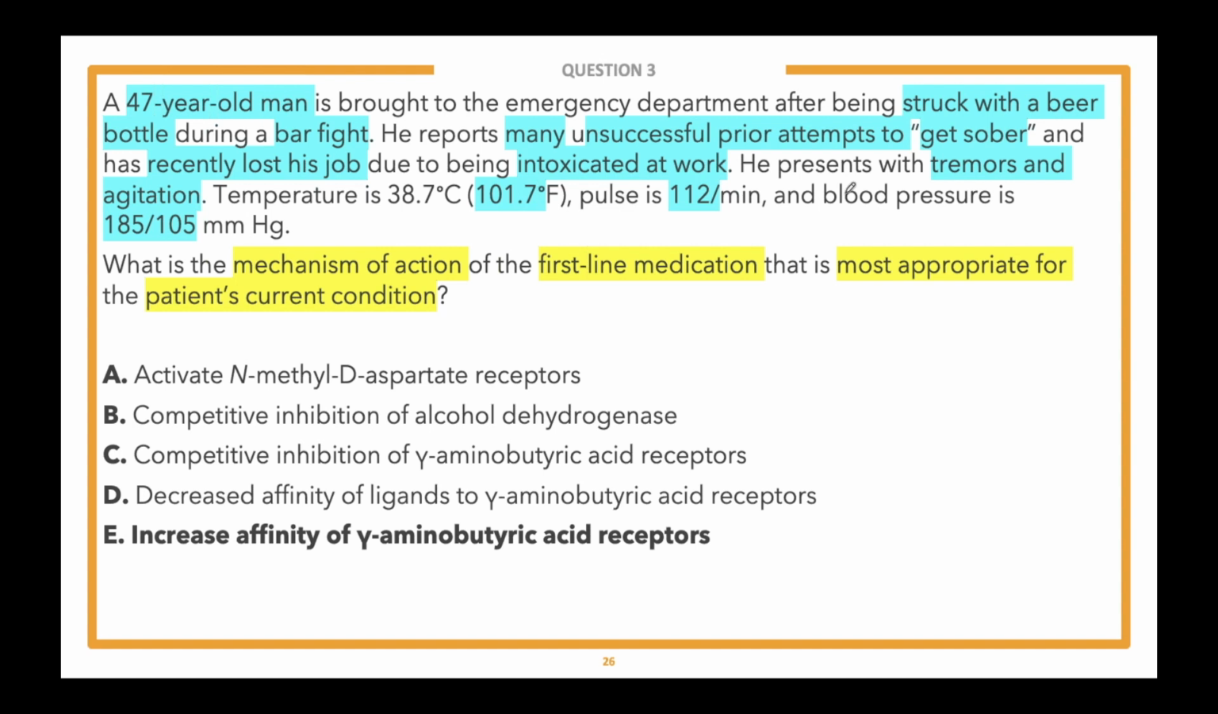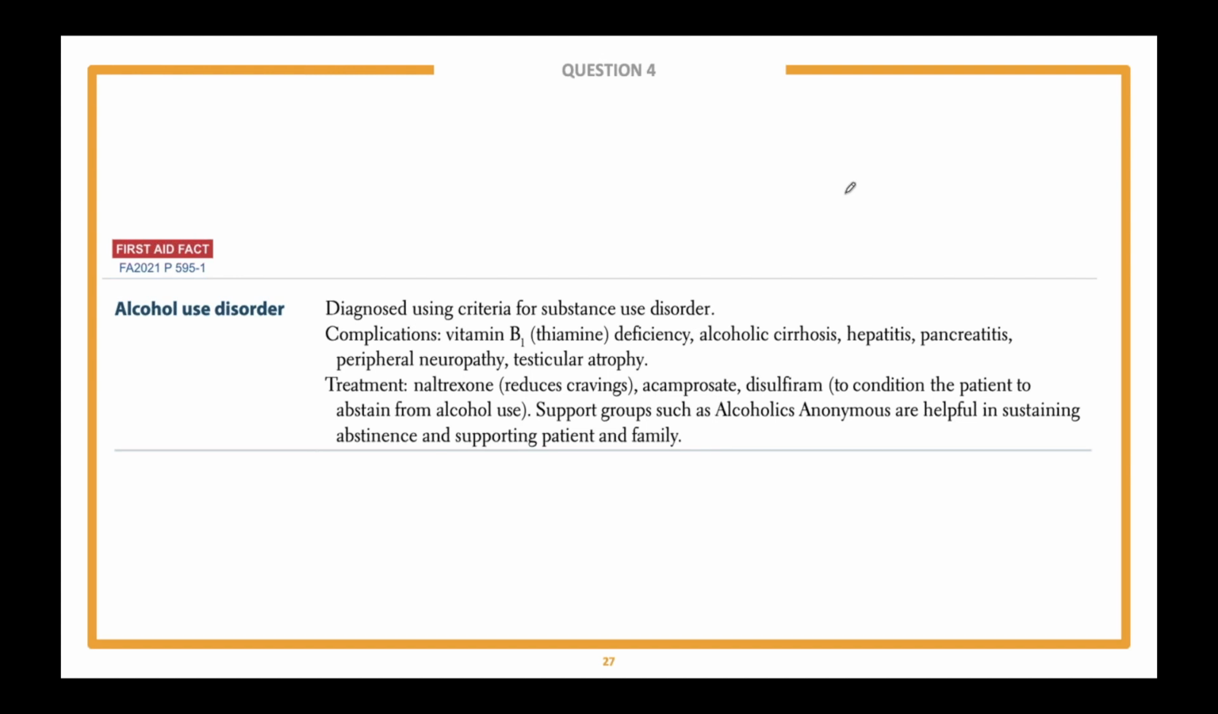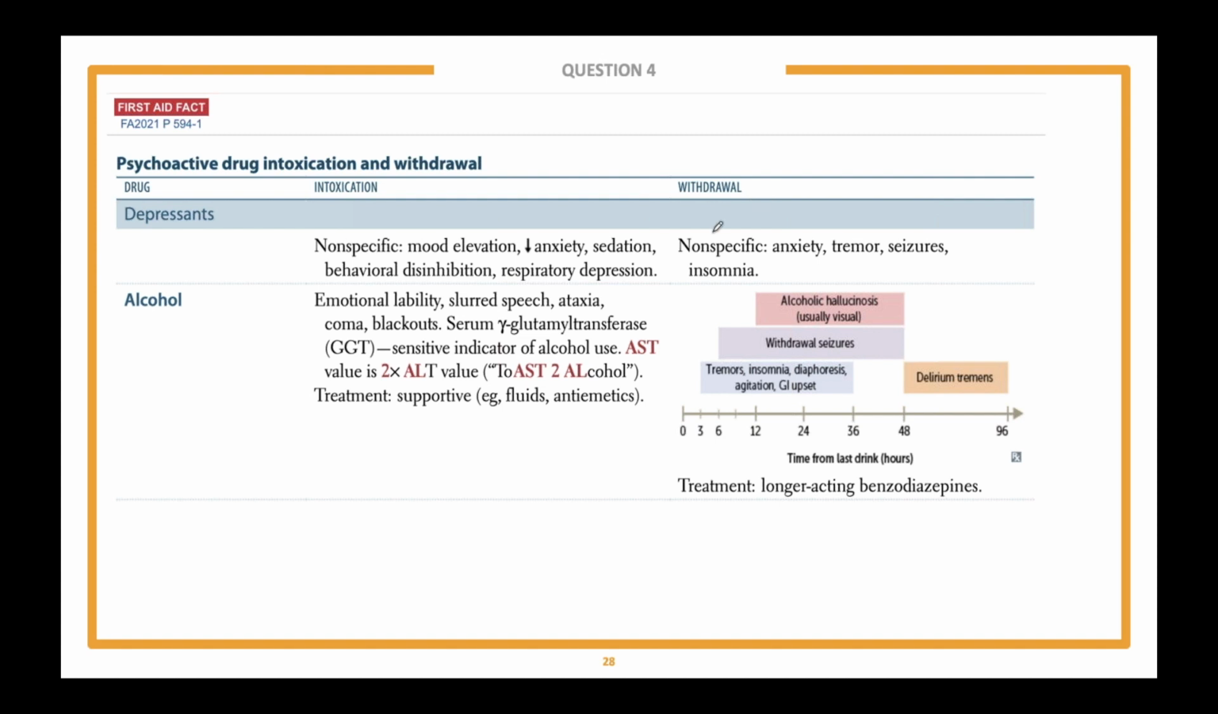Let's take a quick look at the next slide, and on that slide, you can see that this is alcohol use disorder. So it's diagnosed using the criteria for substance use disorder, okay? And there are also some more longer-term treatments as well that you can use down the road. But acutely, you do want to talk about controlling those psychomotor agitations and autonomic signs and symptoms as well. On the next slide, you can see another table looking at drug intoxication with alcohol, okay?